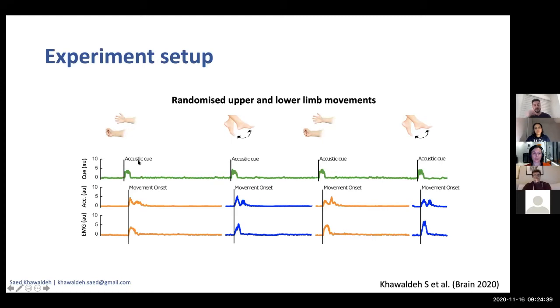They know that they're going to move, but they're not sure if it will be a hand or a leg movement. That's what they know from the acoustic cue. Then we record the EMG, the accelerometer, and the LFP signals, which are from the subthalamic nucleus. The EMG and accelerometer signals, which are the muscle activity, give us a kind of grounded truth, which allows us to do the labeling later on.